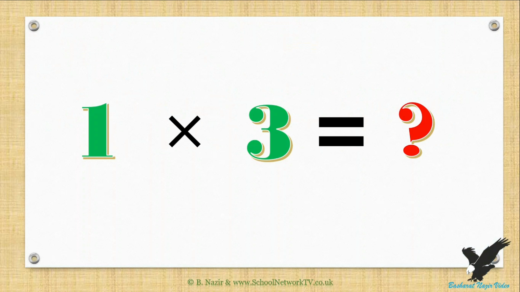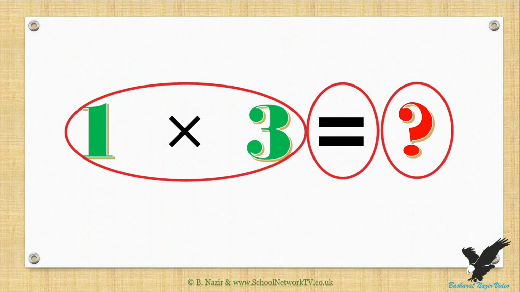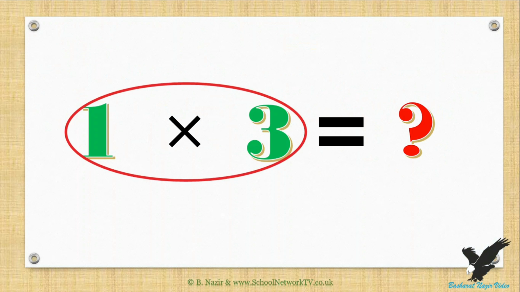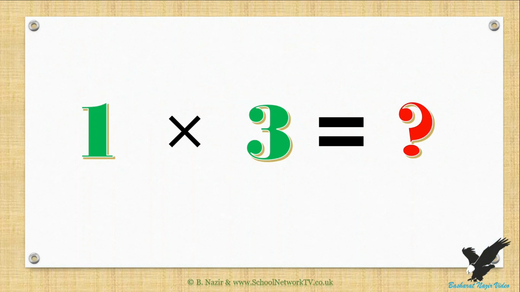An equation is what you can see in front of you. An equation is divided into three major parts as shown. A left side, which can have numbers, signs, and letters. In this equation we just have numbers and a sign. A right side, which can also have numbers, signs, and letters. In this equation we just have a question mark.